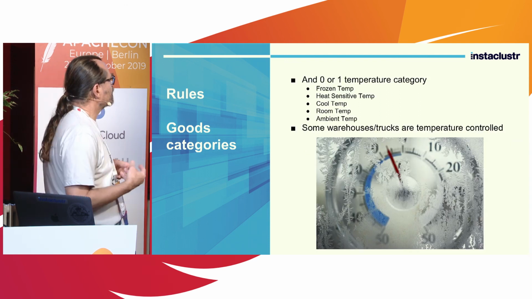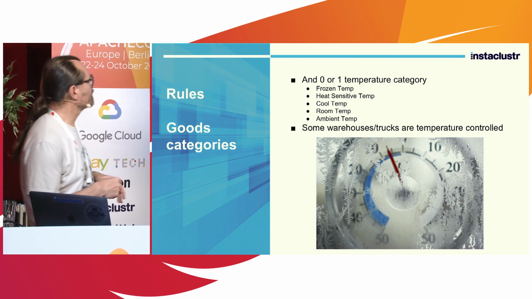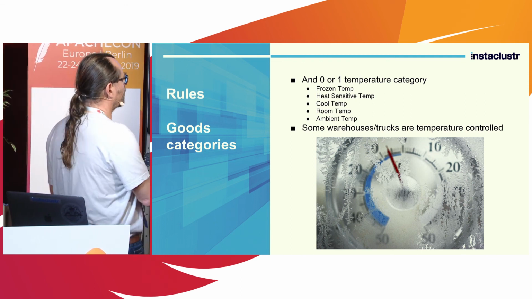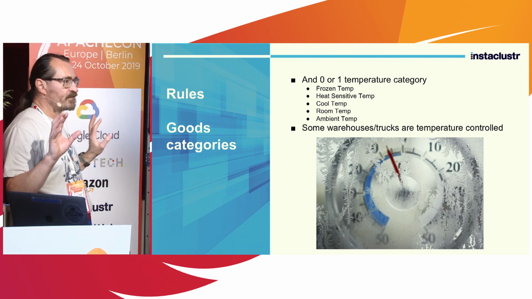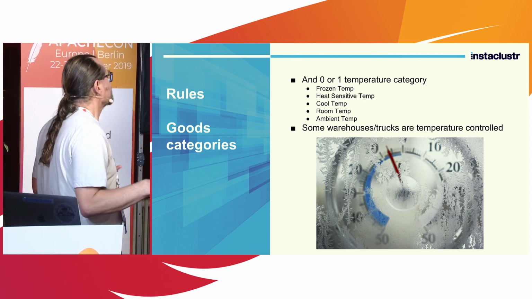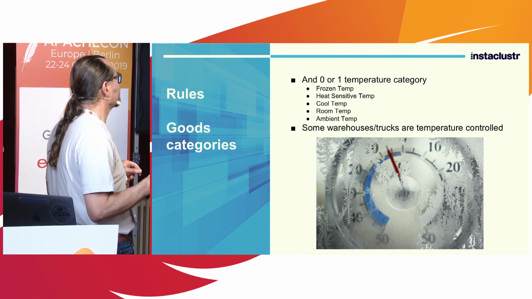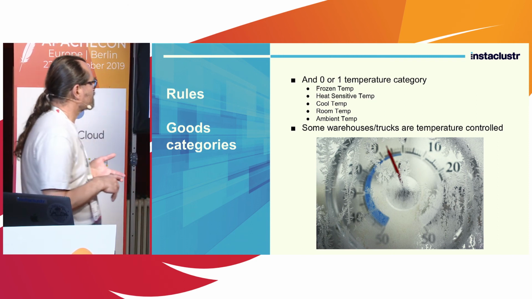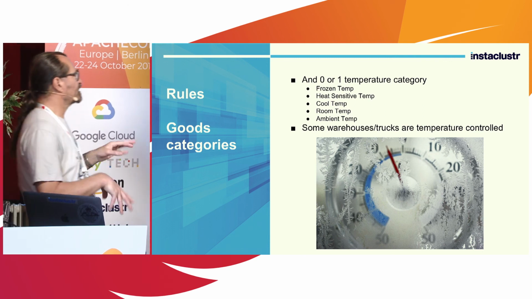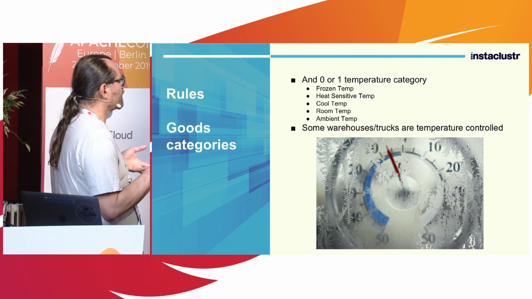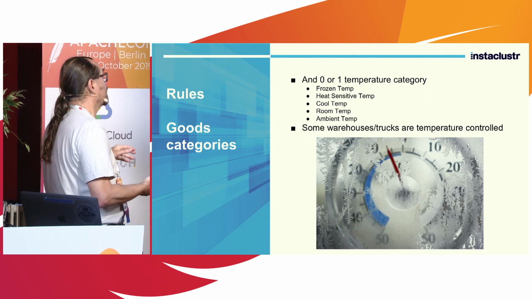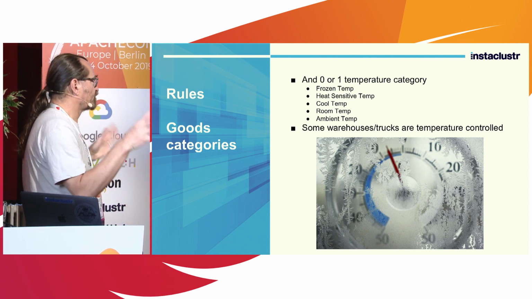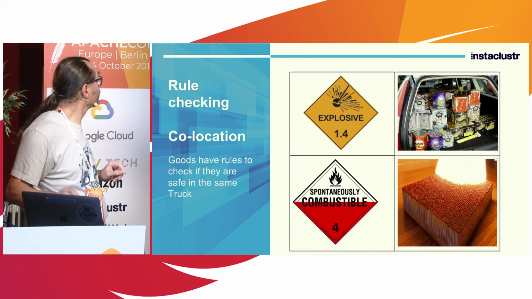So there's also a 0 or 1 temperature category for each goods, going right from frozen through to anything that'll cope with just being at the ambient temperature, which in Australia can get pretty hot, so 40, 50 degrees potentially. Some warehouses and trucks are temperature controlled, so they actually ensure that the temperature is in one of these categories, one or more of these categories actually. Others aren't and can randomly go to any temperature.